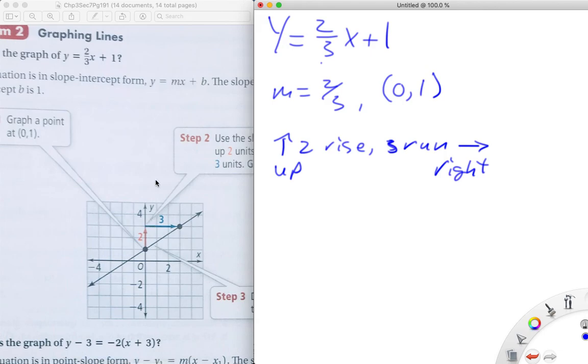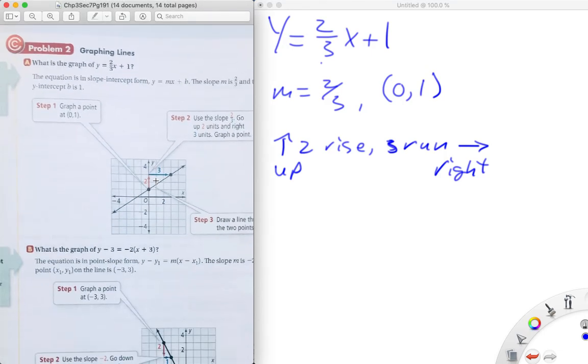So using the graph in slope-intercept form, I can find the initial point. Since I already have the slope, I can utilize the slope in order to put the two points together and connect and graph my line. That's using slope-intercept form. We can also do this using point-slope form.